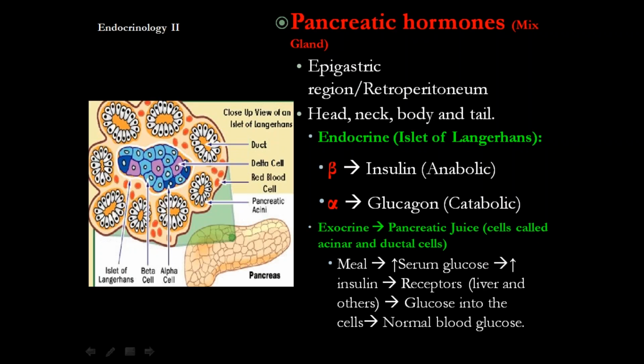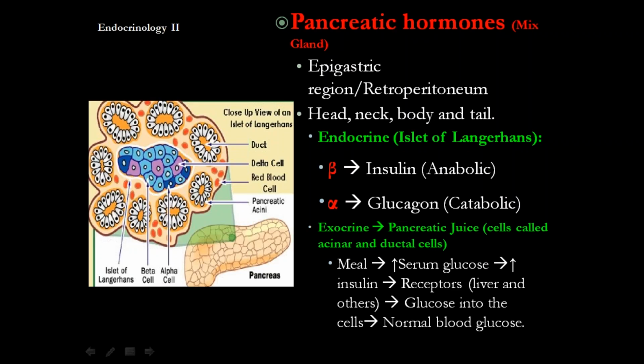And we have two main cell types: the alpha, with glucagon, and the beta, with insulin. I always say that this is like a gelatin, and we have grapes. The grapes are the islets of Langerhans. These islets of Langerhans have different cells. We have the alpha, beta, delta, and the PP, which is not mentioned in the lecture.